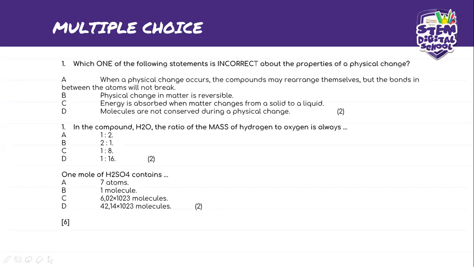Can you please just write it down in your paper? You're going to do the corrections tomorrow, guys. And then number three, which is 1.3. So this would be 1.1, 1.2, and 1.3. It says here, one molecule of H2SO4 contains A, 7 atoms, B, 1 molecule, C, 1 times 10 to the power of 23 molecules, or D, 42.14 times. You just have to choose one. So this is your first question. Are we good? Can we move on to number two?